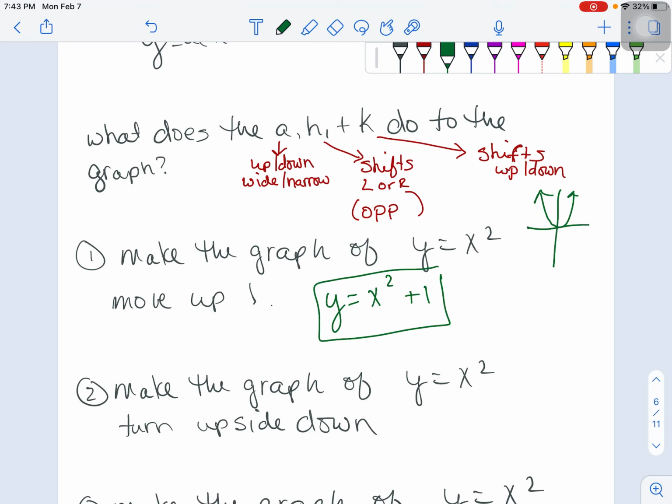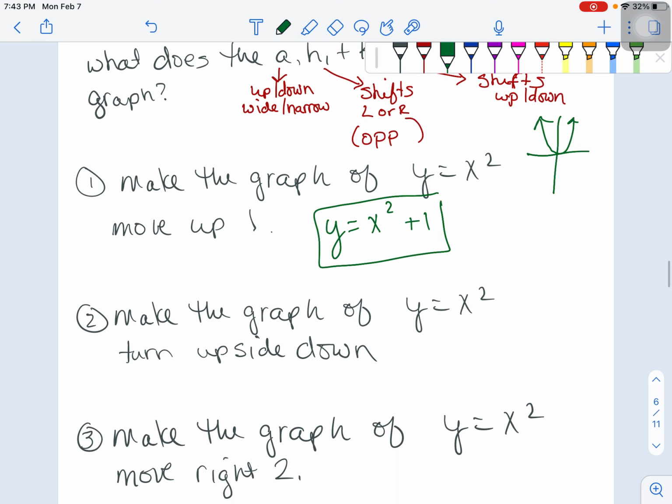Okay. What if I want to make the graph turn upside down in number 2? Well, I would just add a negative sign in front. That would make it go upside down.